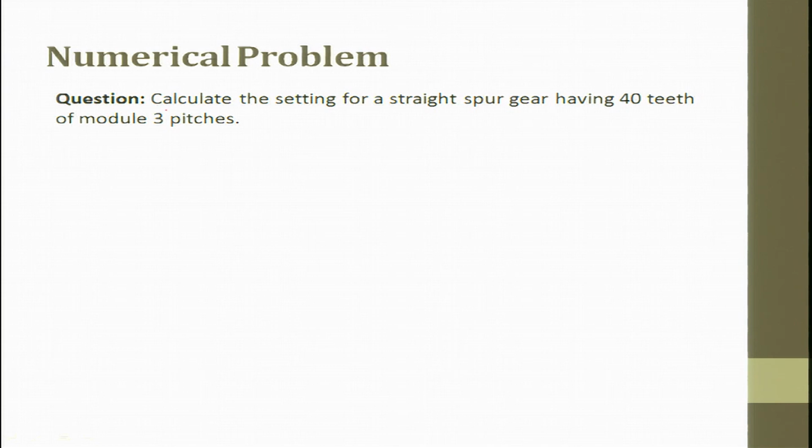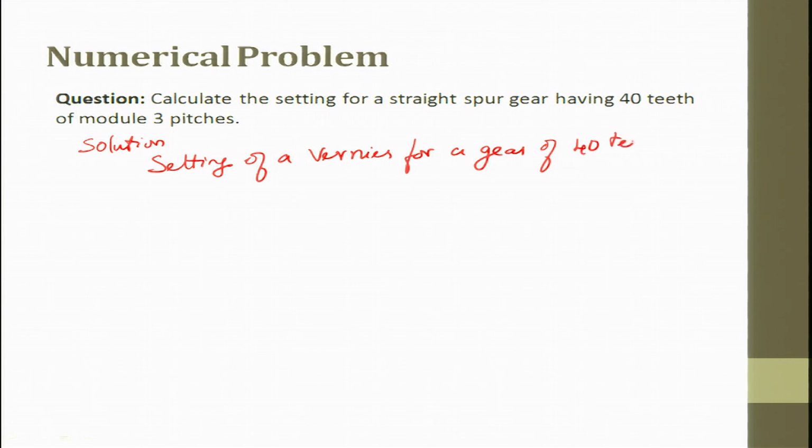So, let us now try to solve a simple problem and see how we do it. Calculate the setting for a straight spur gear having 40 teeth of module 3 pitch. So, let us try the solution. Setting of a vernier for a gear of 40 teeth. So, it is the teeth around the spur gear of module 3 pitches.